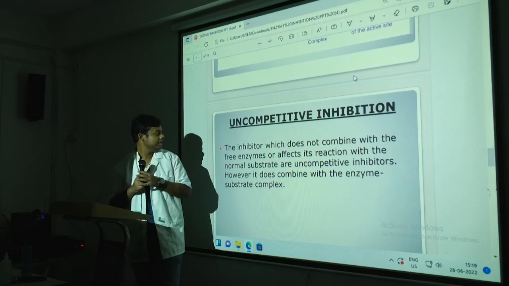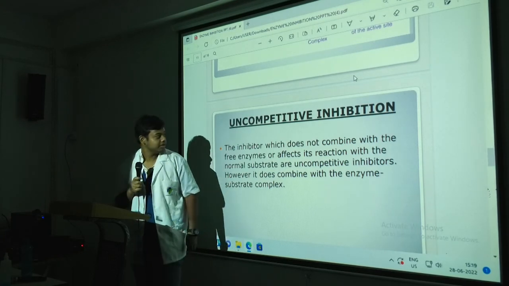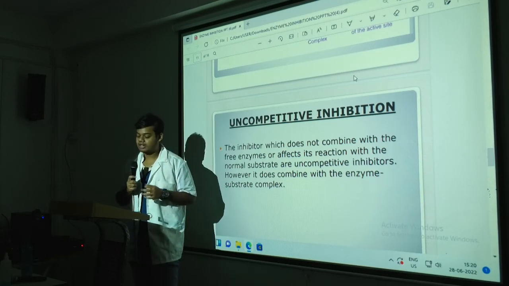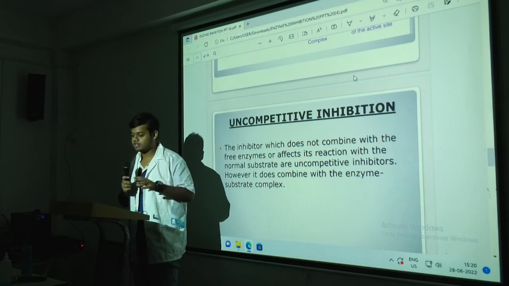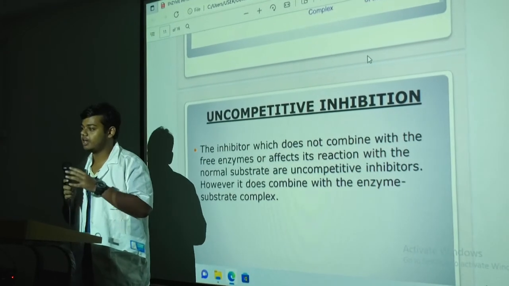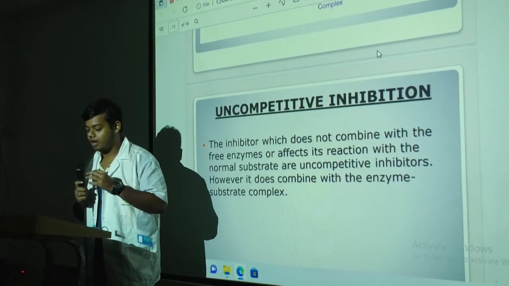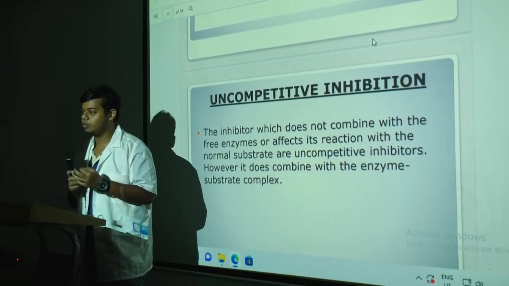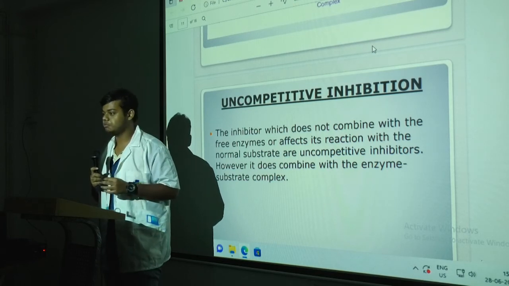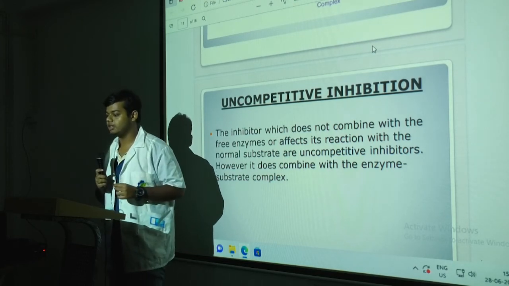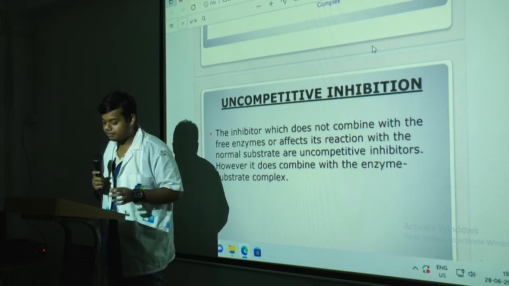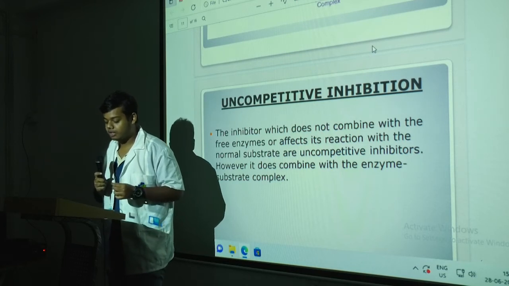I want to follow up with uncompetitive inhibition. In uncompetitive inhibition, the inhibitor does not directly bind with the free enzyme, or block the reaction between the enzyme and the substrate. Rather, it binds with the enzyme-substrate complex in such a way that the enzyme's catalytic pathway is blocked. Though it does not directly block the substrate from combining with the enzyme, it catalytically inactivates the enzyme, that's why the reaction cannot happen.